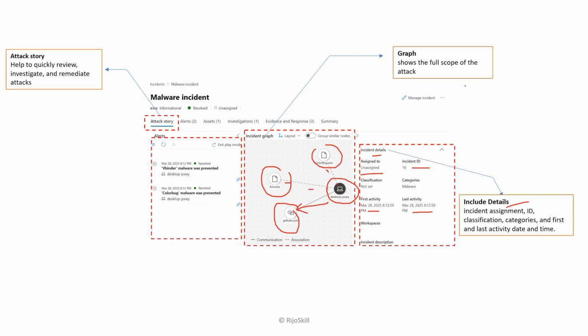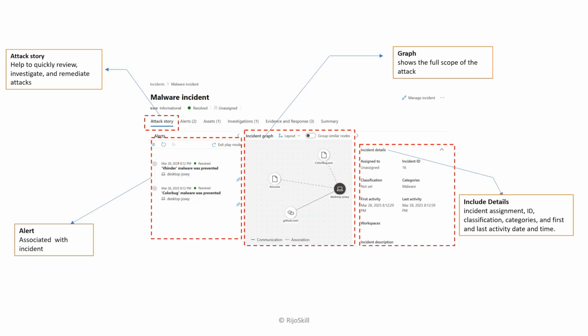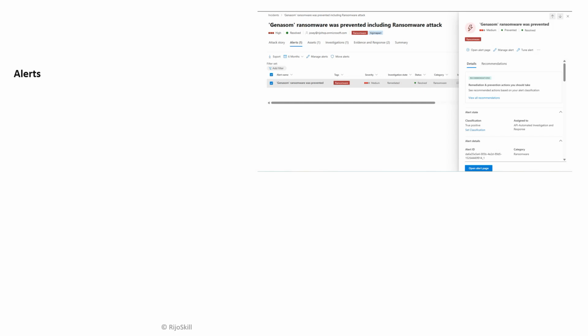Here is the attack story. You can see the alerts and how that incident came about. You can see that the Colbert malware was prevented and the vbind malware was prevented. So two malware were prevented. You can see this in the alert, the alerts associated with the incident. Next we will discuss how we can manage these alerts to investigate the alerts related to the incident.